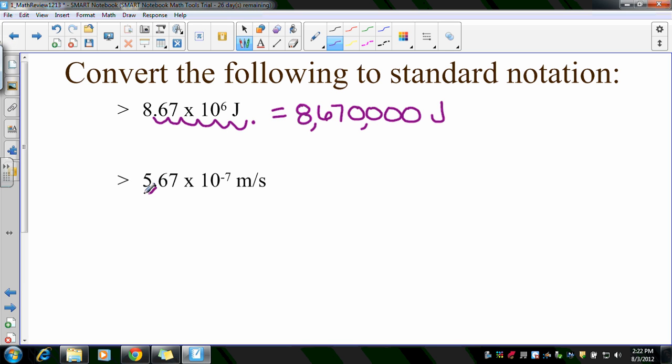So now we have a negative exponent, so we're going to move this to the left 7 places. 1, 2, 3, 4, 5, 6, 7. And again, we're going to fill in all those blank spots with zeros. The shortcut is there will always be one less zero than the exponent. So 0.000000, so 1, 2, 3, 4, 5, 6. 1 less than 7. 5, 6, 7 meters per second.